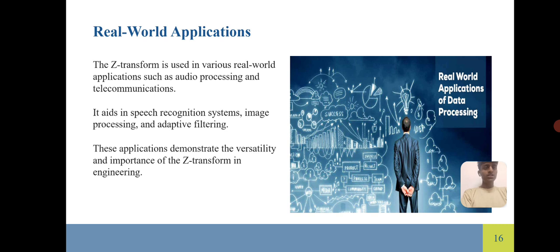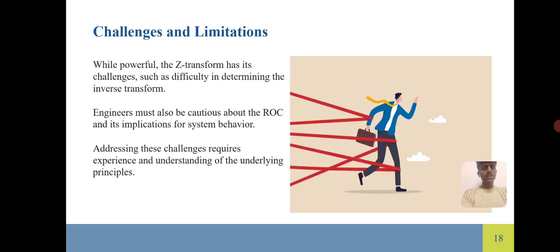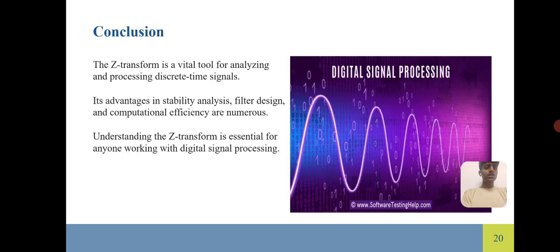These are the definitions. Pause it and note it. Next is education importance. Education is important for our generation. Then challenges and limitations. What are the challenges? What are the risks we have to observe in the Z transform? So next is future developments. These are the important things we have to study in this topic. So these are the main things.